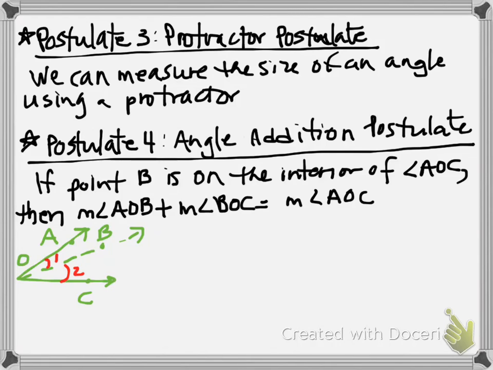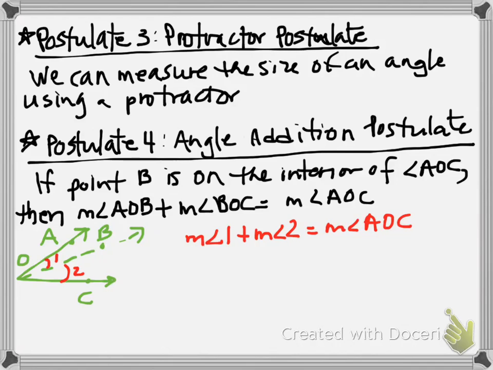It's really nice in our diagrams if they use numbers, because then it's a lot easier to identify your angles than having to use all the letters. So another way of writing this is saying that the measure of angle 1 plus the measure of angle 2 equals the measure of angle AOC.